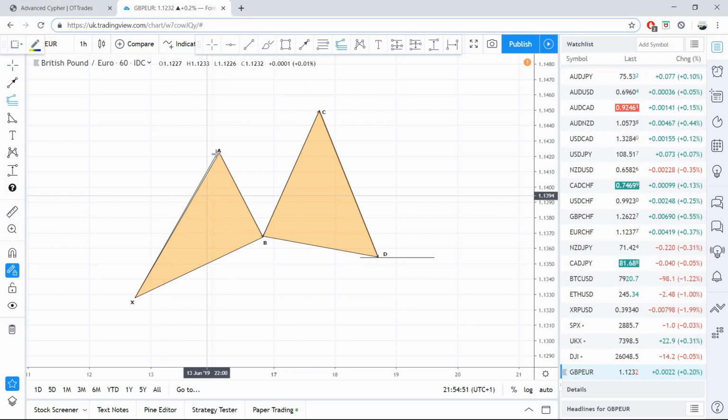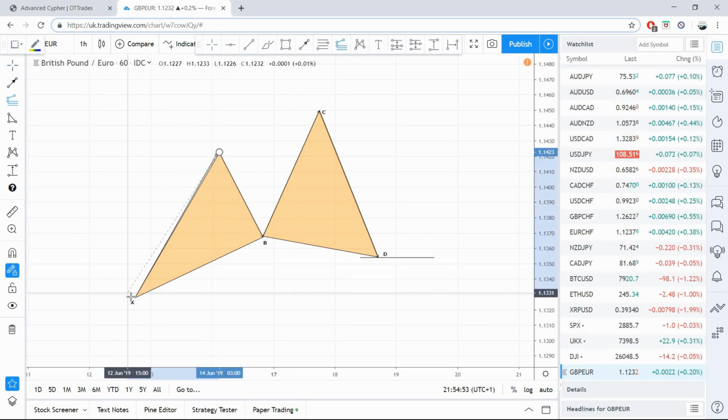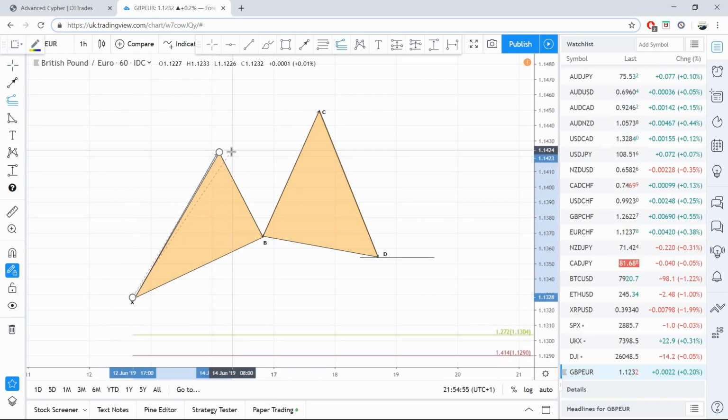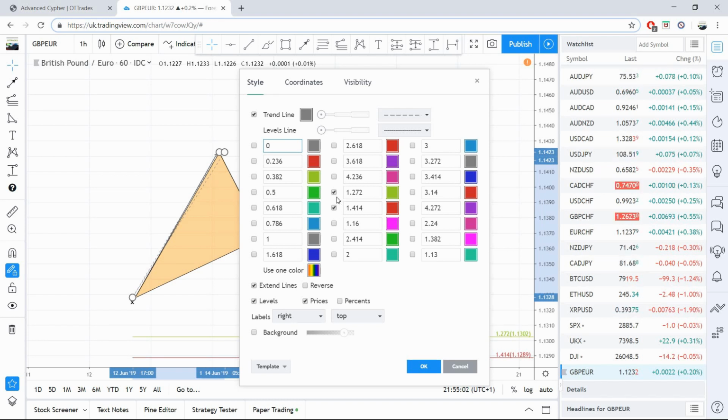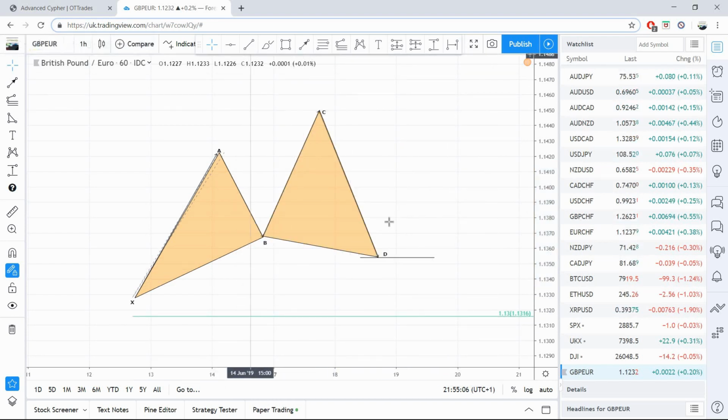So we get our extension tool out now. We go from A to X back up to A. And we're now looking at the 113. And this is our stop loss level now. So this is our pattern invalidation point.